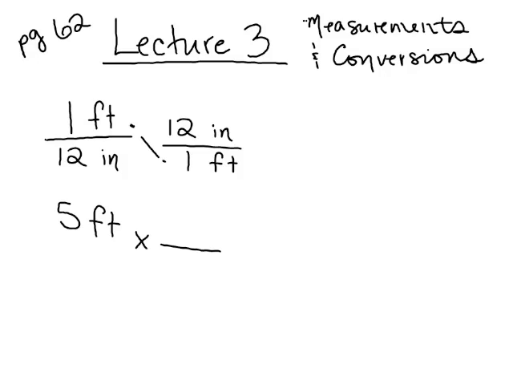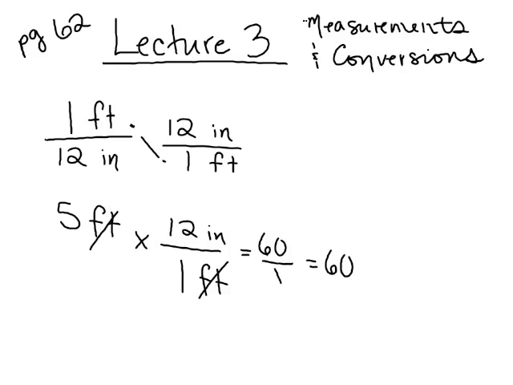So when I'm canceling with fractions, can I cancel straight across or do I need to cancel diagonal? Diagonal. So that means my feet needs to go on the bottom. I would write 1 foot, and 12 inches on top. Then my feet cancel out, and 5 times 12 is 60 over 1, which is 60 inches. It's the same principle no matter how many steps you have in the conversion. You're just working with fractions, and you'll cancel diagonal across.